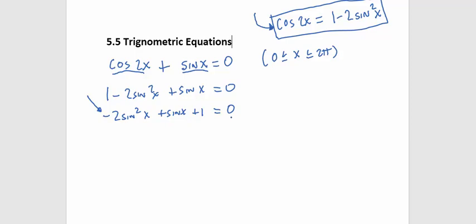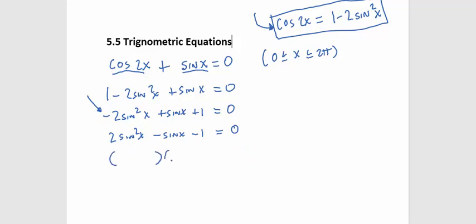I'm going to multiply everything by negative 1. So that would make 2 sine squared of x positive. It's going to make this next term negative, and that 1 will become negative. And if I take 0 times negative 1, it's still going to be 0. I think this makes it a little easier to factor. So if that one was tricky for you last time with the negative out front, you can multiply both sides by negative 1 to get a leading coefficient that's positive.